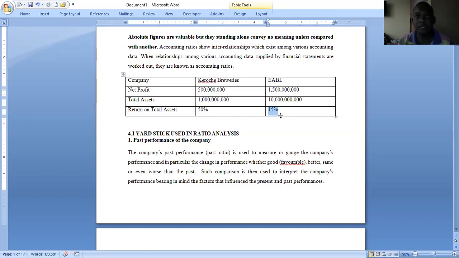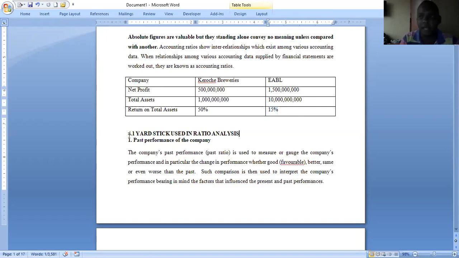So therefore, in conclusion, we can say that ratio analysis is a very powerful tool in telling the financial performance and position of a business as opposed to using absolute figures as shown in the financial statements. When you do a ratio analysis, we get meaningful information. We're able to draw a meaningful conclusion. We're able to make a well-advised decision when we use ratio analysis.